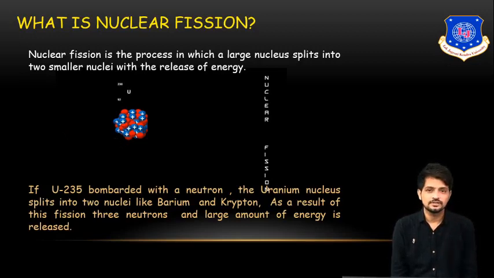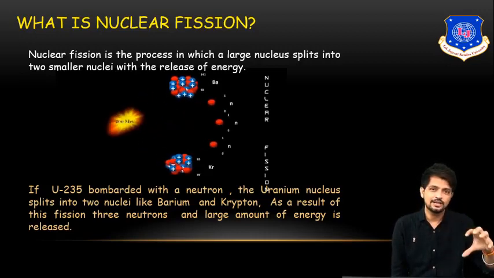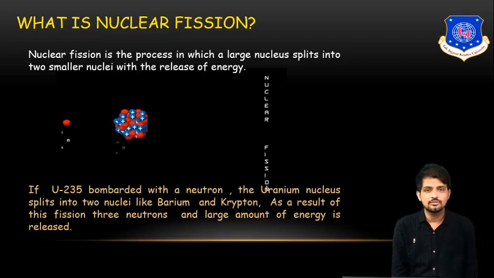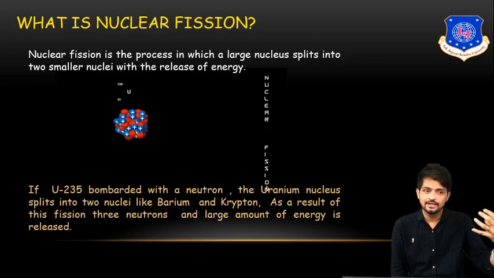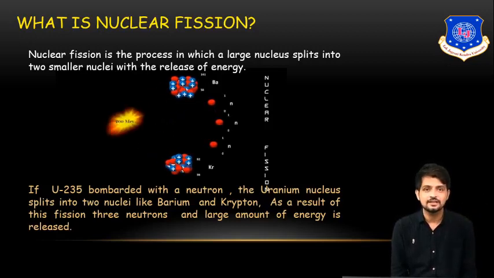Okay, so nuclear fission. What is nuclear fission? In short, we have to remember: a nucleus is bombarded with uranium, a big nucleus is split into two nuclei, barium and krypton, and three neutrons are produced. Those three neutrons will again bombard uranium atoms, and in this way more and more neutrons are produced and a large amount of heat energy is produced.